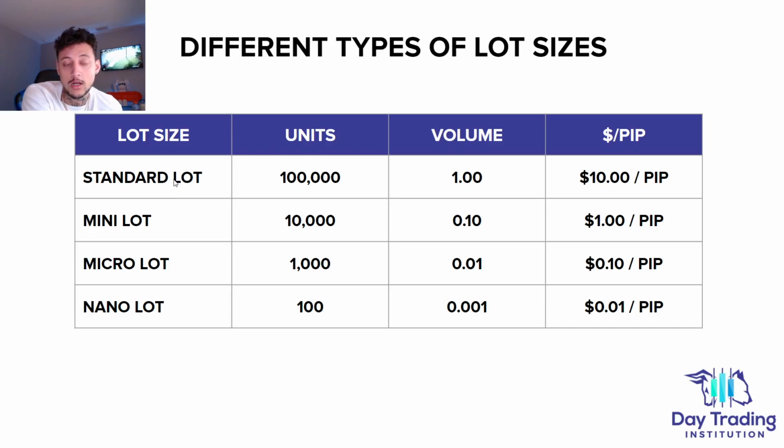Now, the standard lot size is typically the beginner's goal. I want to do one lots because you can make a pretty decent amount of money using one lots. So with a standard lot size, you're pretty much buying 100,000 units, which is going to be a 1.00 lot, meaning you're making $10 per pip. So if you bought Euro USD and the market goes up 10 pips, you've just successfully made $100.